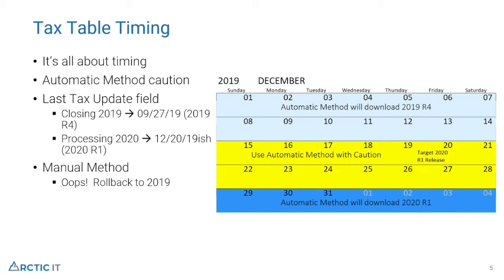But if you realize that you downloaded the 2020 tables too early, which many clients do, don't worry. You can use the manual method to roll back to the 2019 tables again. And so again, all of this is reviewed in our payroll tax table update video. So check that out to learn more about your automatic and manual methods and how to roll back tax tables.